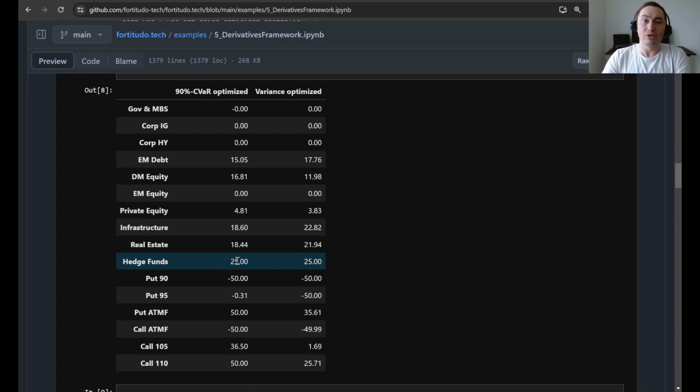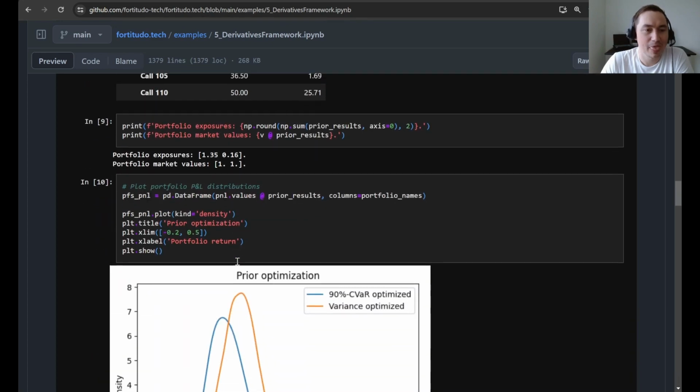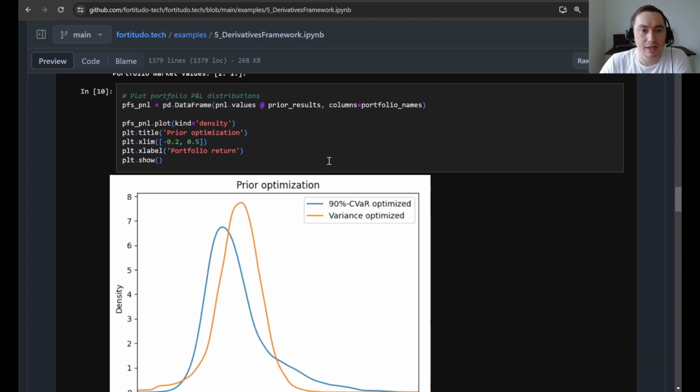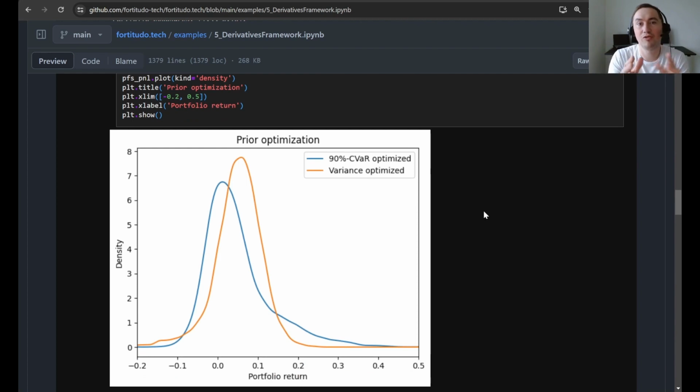So the first thing you can do is just to verify that all the constraints that we have specified have been specified correctly, and they seem to be so. After that, we just look at some exposure and market values. So here we verify that the self-financing constraint is correct, while the exposures can be different from 1. Another interesting thing we can do is just to plot the portfolio P&L.